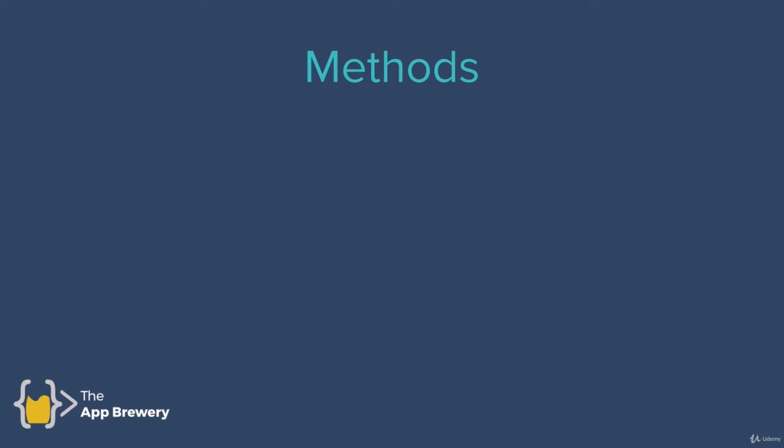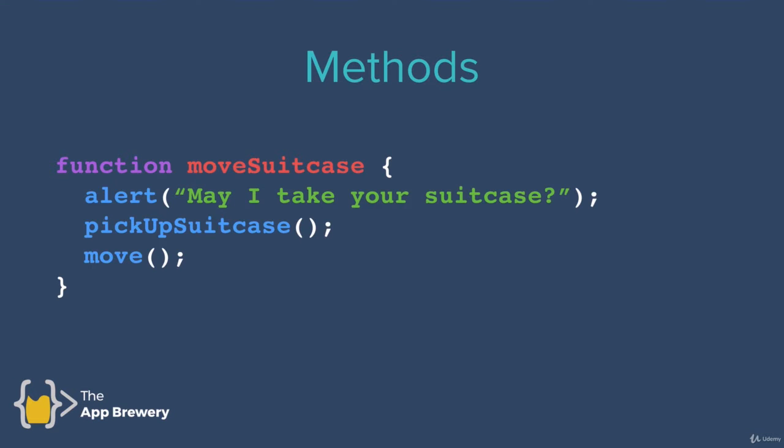Now, what about methods? Let's say that our bellboy is able to do something called move suitcase. I've simplified it here, but effectively he creates an alert saying, "May I take your suitcase?" And then he picks up the suitcase and then he moves with the suitcase. Now, this is a function because at the moment it's not attached to an object.